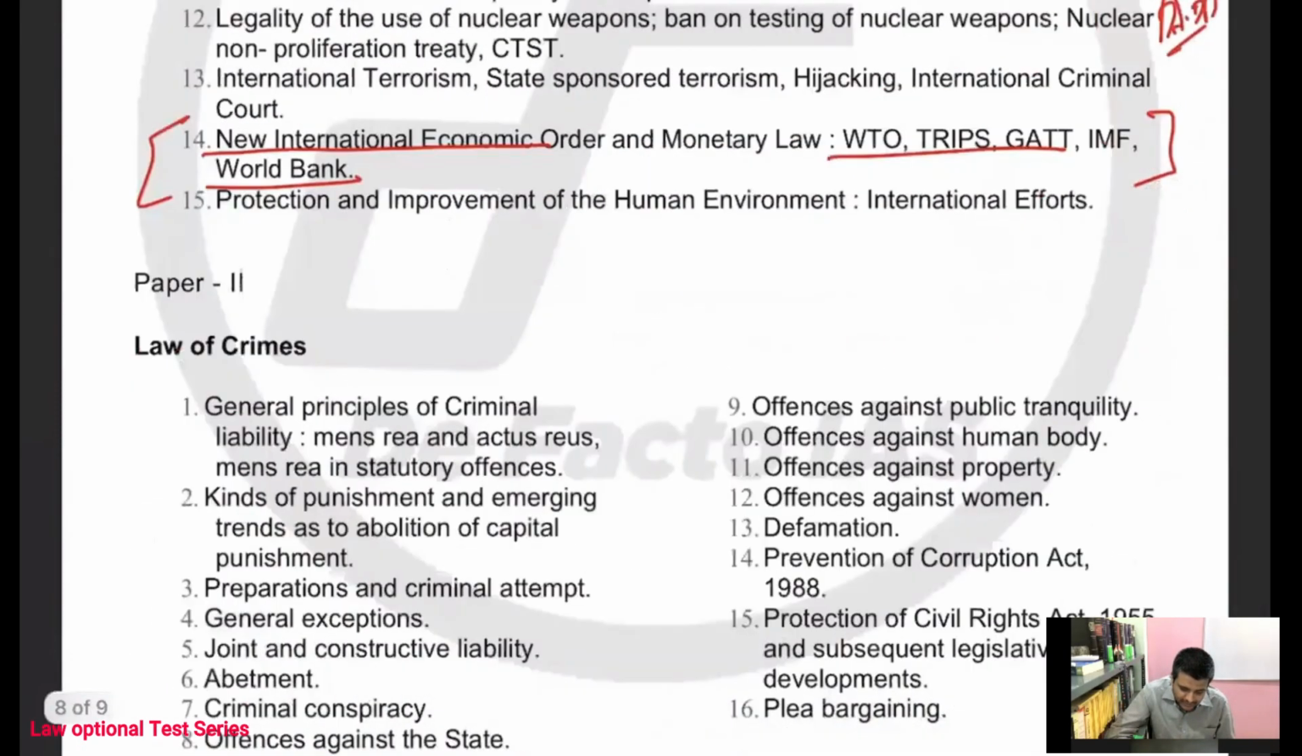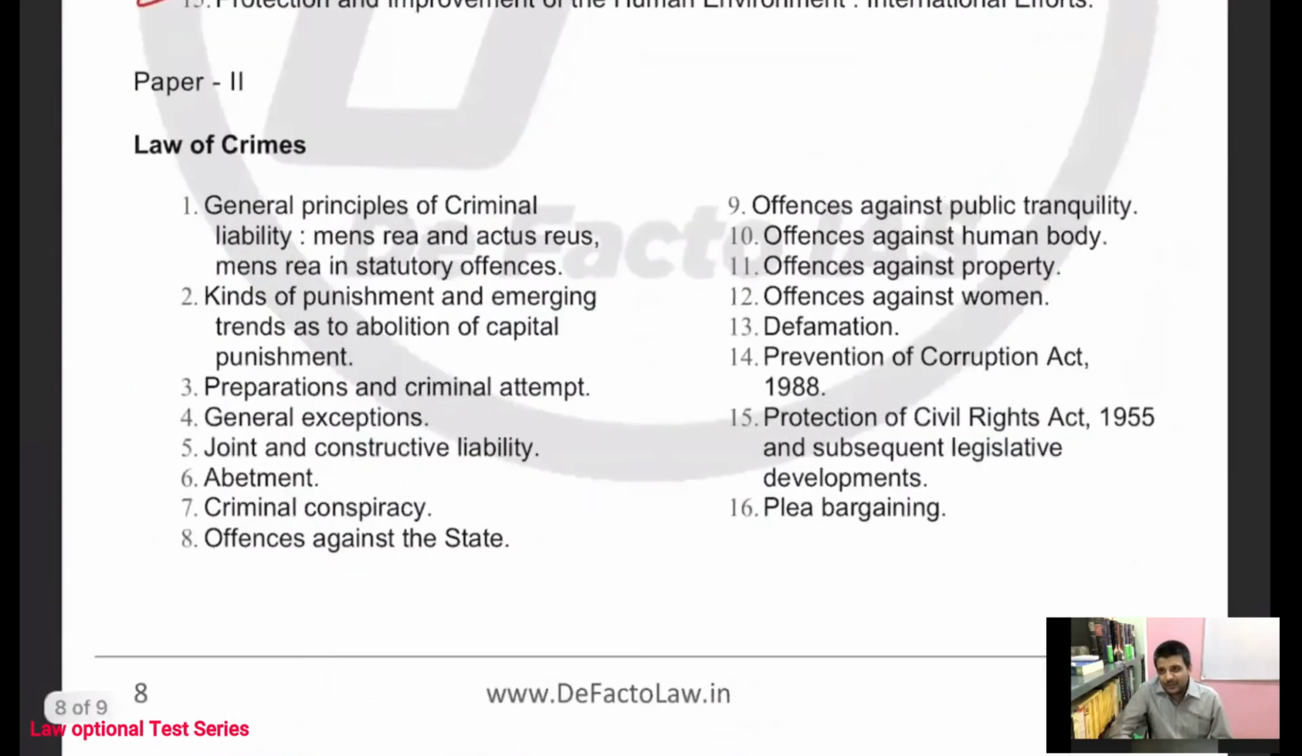Now let us proceed to the next, that is the law of crime. In law of crime, the most important one, you must be knowing it, is basically crime against human body. Two questions are definitely there. Now, crime against human body, depending upon the gravity, it increases: assault, hurt, murder.